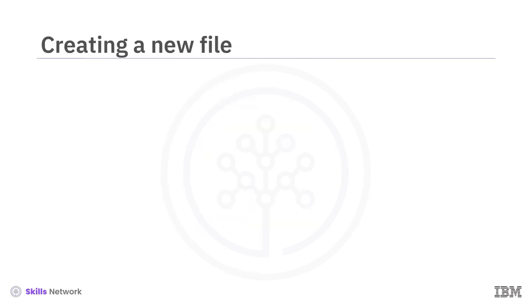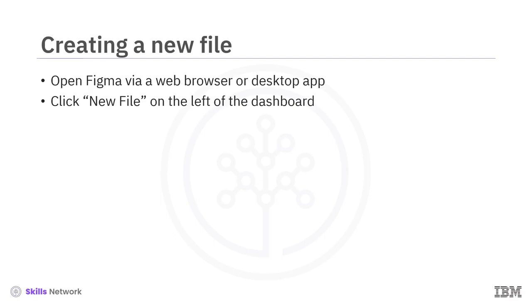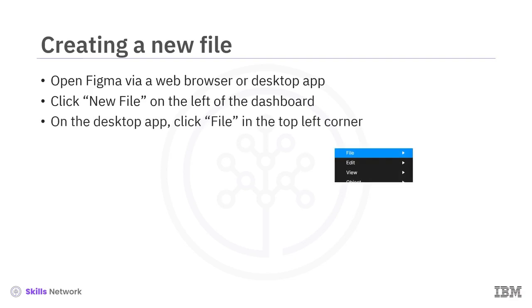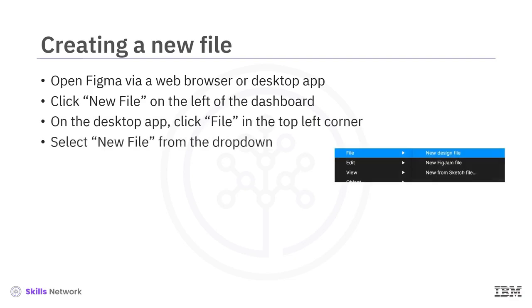Let's now learn how to create a new file in Figma. Open Figma, either in the web browser or on the desktop app. If on the web browser, click New File, located on the left side of the dashboard. If in the desktop app, click File in the top left corner of the screen, and then select New File from the drop-down menu. Figma will show you several options for creating a new file.